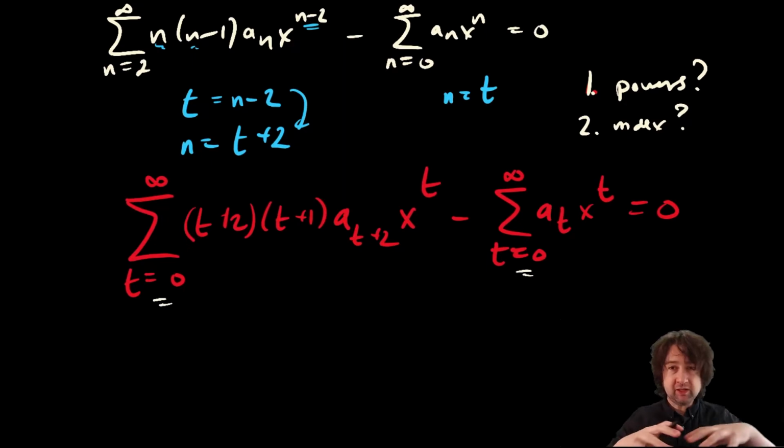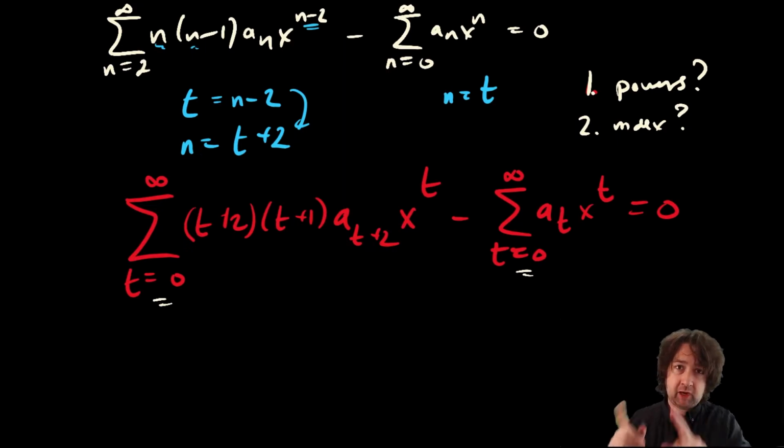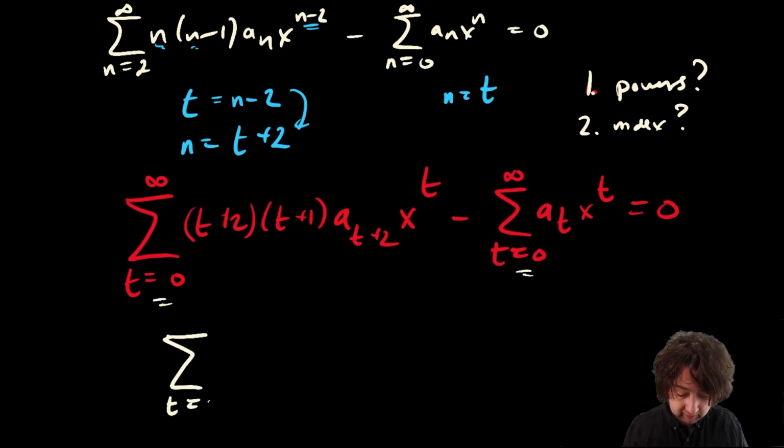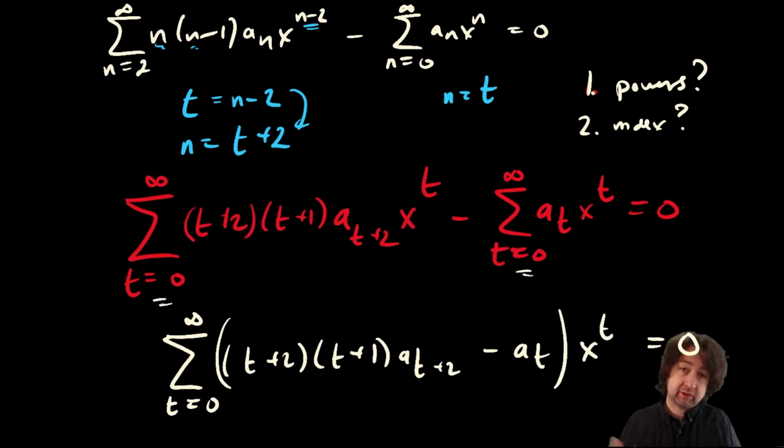So now what we can do is sort of like an infinite factoring. If we think about this as a polynomial, I could take each of these terms and pull x to the t out of each of them. What that means is, using the algebra of power series, since the powers match and the starting indices match, I can write this as one sum. The sum from t equals 0 to infinity of (t plus 2)(t plus 1)a_{t+2} minus a_t. Then there's the x to the t that I've pulled out of all of it. And so now I've got a one-sum version of this equation, where this is a single power series, just with this complicated expression for its coefficients.